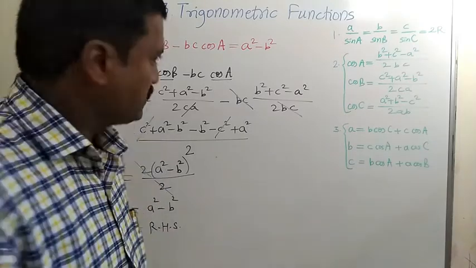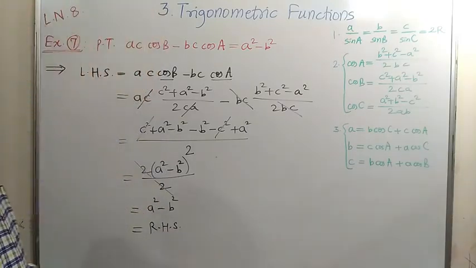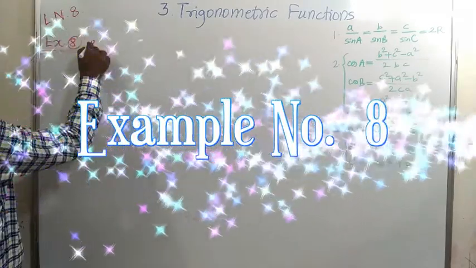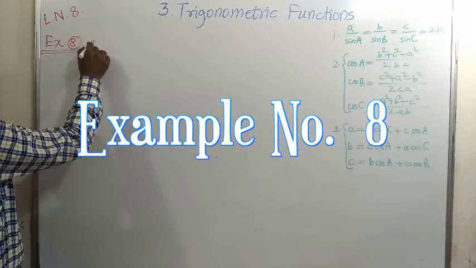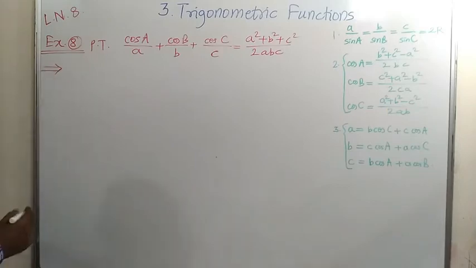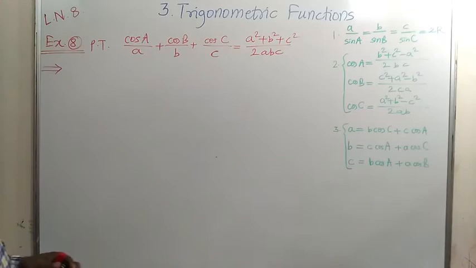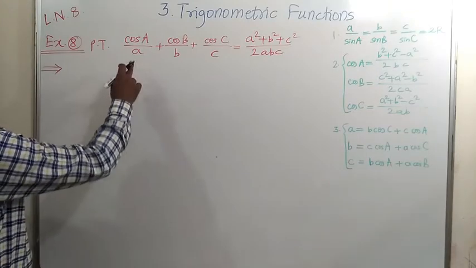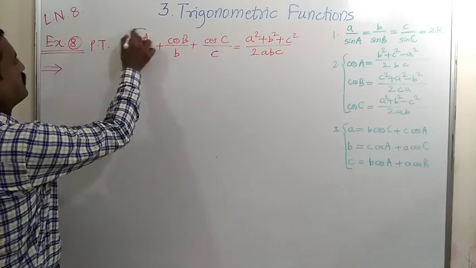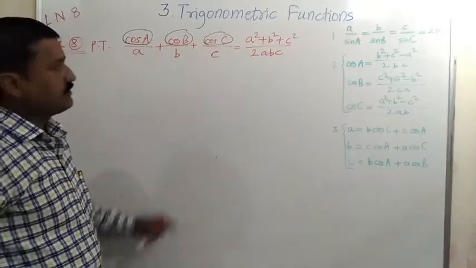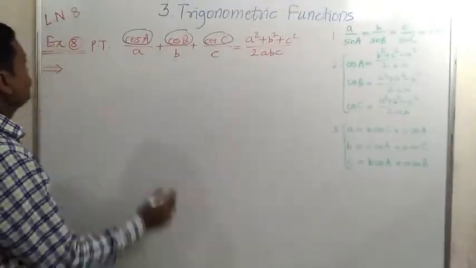This example may be asked in exam for 2 marks. Now let us see example number 8. Solution. Let us see the LHS. In LHS, once again, cos A, cos B, and cos C are there. So use those three formulas in LHS, you will get RHS.